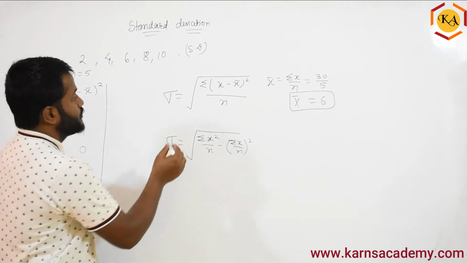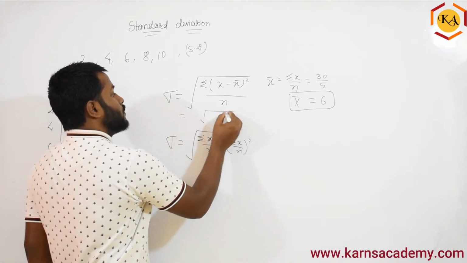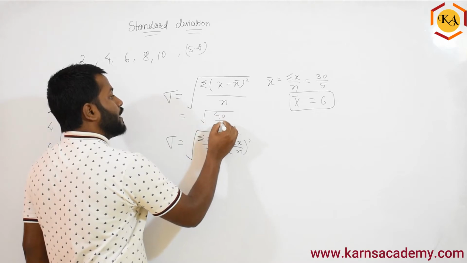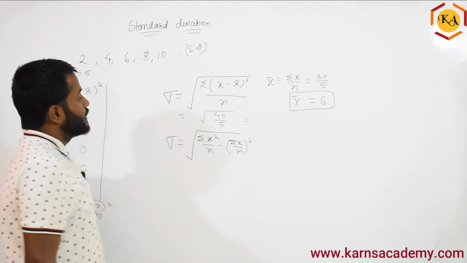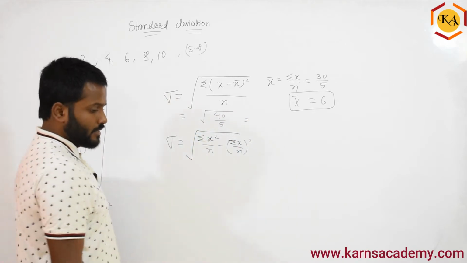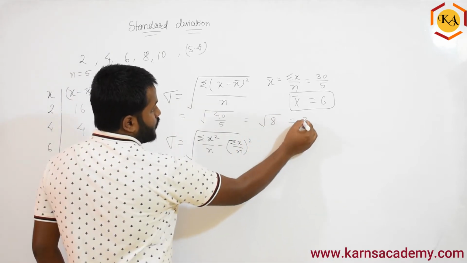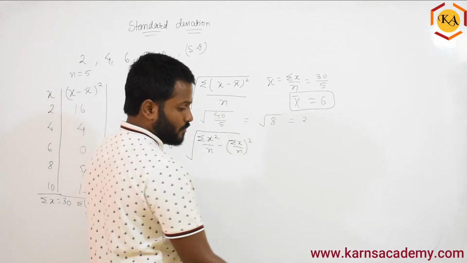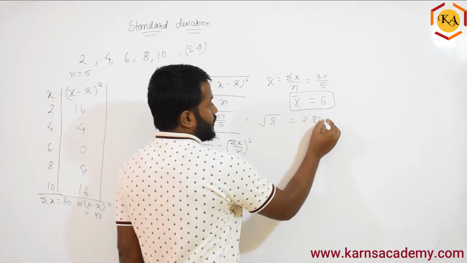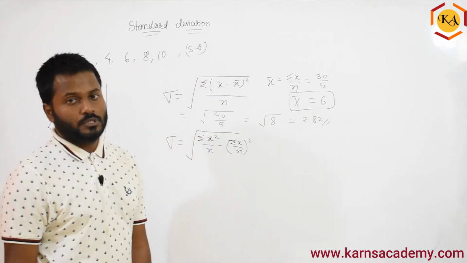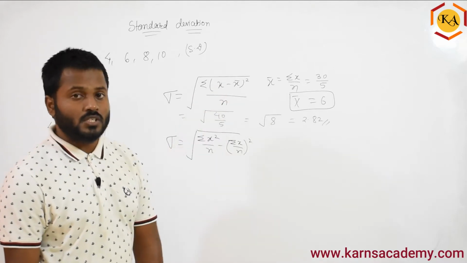So I can directly substitute over here. Square root of 40 divided by n, which is 5, and I can cancel this, giving 8. So square root of 8, you will get 2 point something, let's take 2.82, right? This is how you can do the standard deviation using the normal formula.